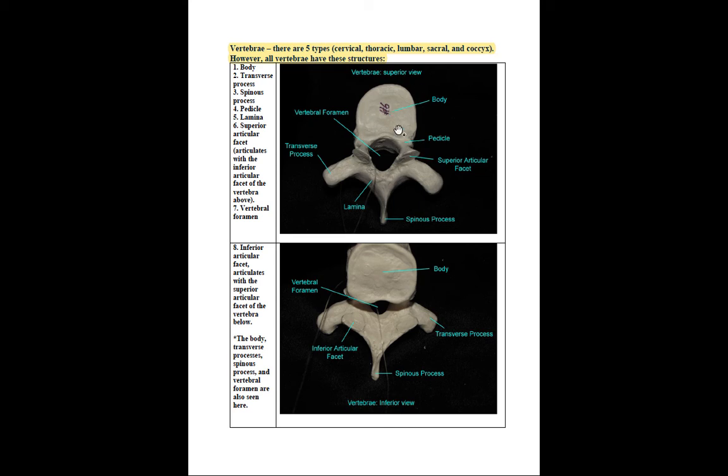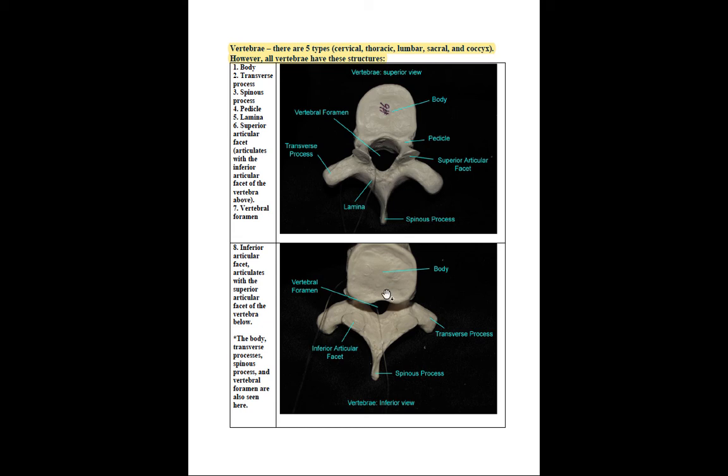Back to the superior view, you have what's called the superior articular facet, and it's going to articulate with the inferior articular facet of the vertebra just above it. And then you have the vertebral foramen. The vertebral foramen is where the spinal cord will run through.